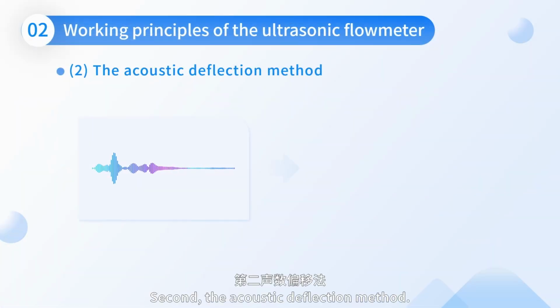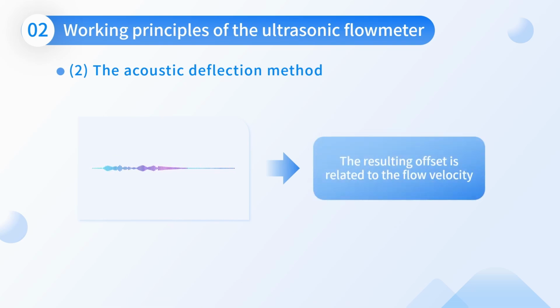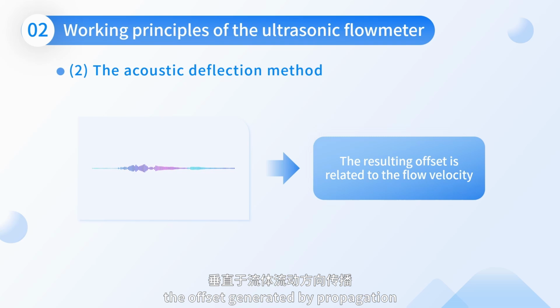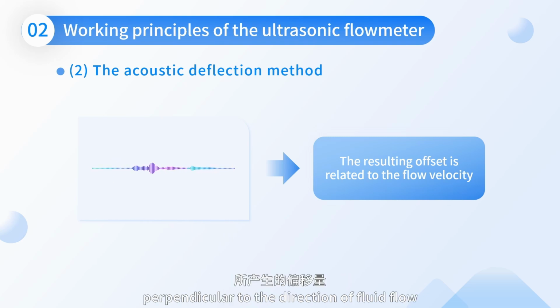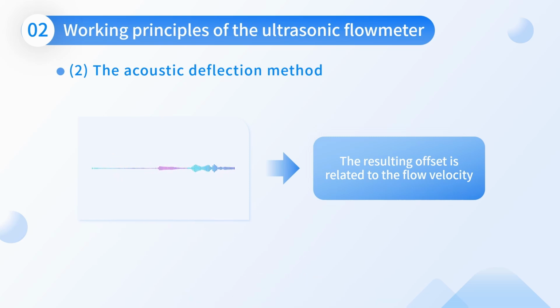Second, the acoustic deflection method. It measures the flow velocity according to the fact that the offset generated by an ultrasonic wave propagating perpendicular to the direction of fluid flow is related to the flow velocity.